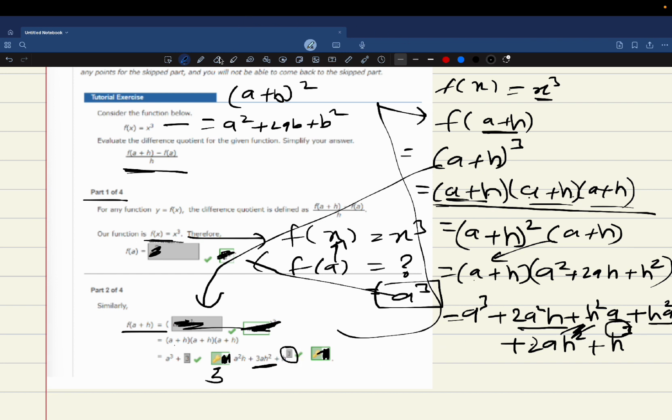Okay, so let's reveal all the answers. This one is a cubed, this is (a plus h) whole cubed. In this case it is 3, and then this is cubed. Okay, so let's move to part number 3.